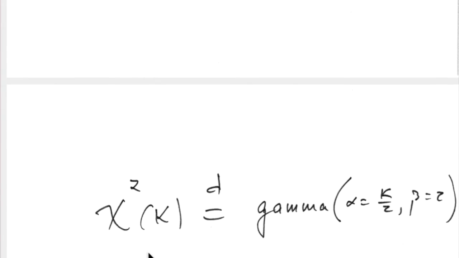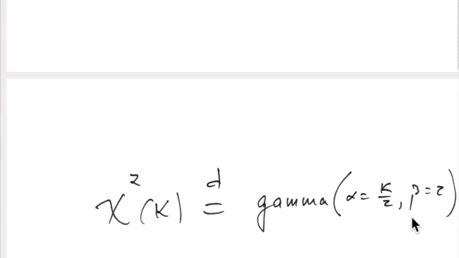Okay, so just kind of a review here. The chi-square distribution with k degrees of freedom is equal in distribution to the gamma distribution with alpha equal to k over 2 and beta equal to 2.